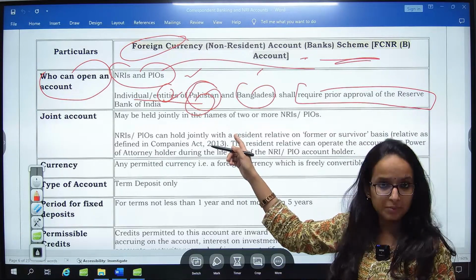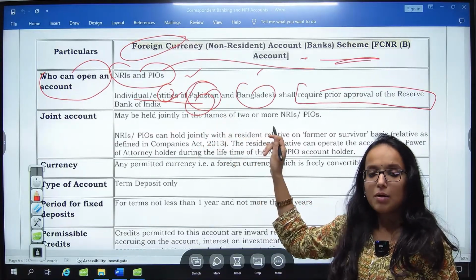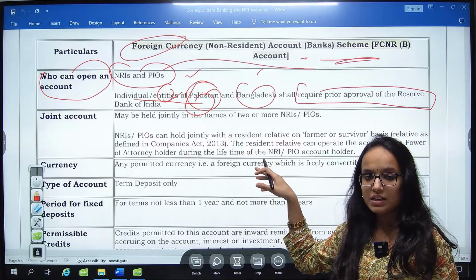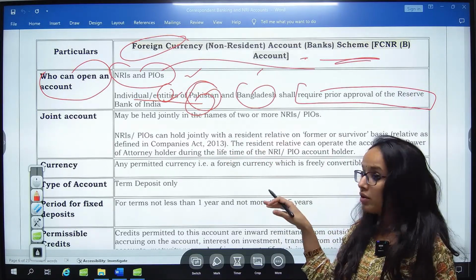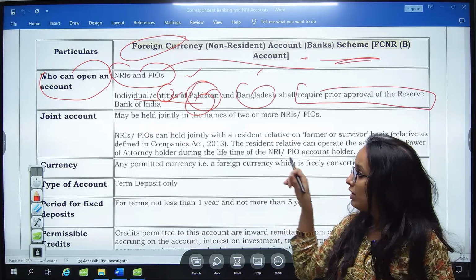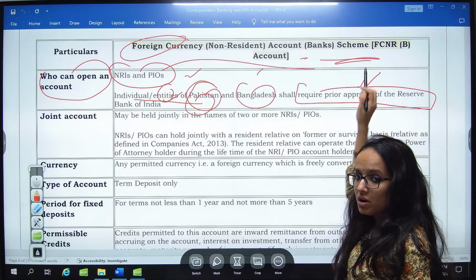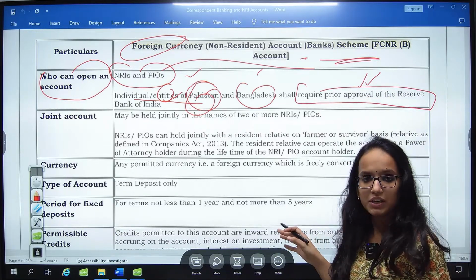Clear? So you should remember this thing. Okay, who all can open? NRIs and PIOs, but these individuals or entities, if belonging to Pakistan or Bangladesh for that matter, or any country specified by the central government, will require a prior approval of the RBI. So this is the first particular.